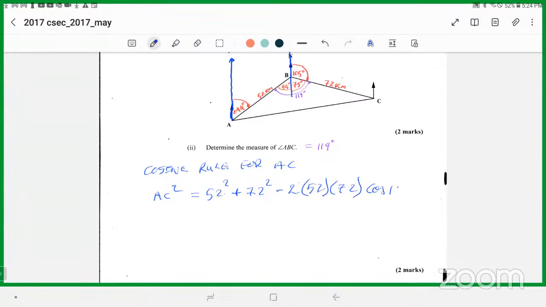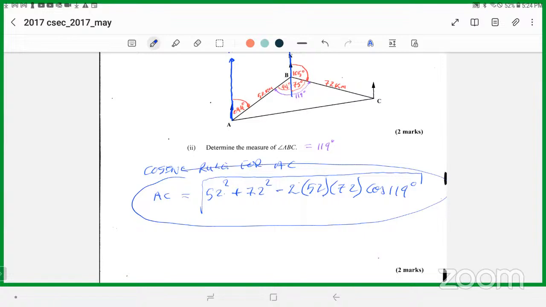The angle between them is 119 degrees. Now, instead of putting the square on this in the cosine rule, we could leave off the square, and then put the square root over all of this. By doing that, we would skip a line. We would save ourselves a line. So I want us to practice to just do it like this.